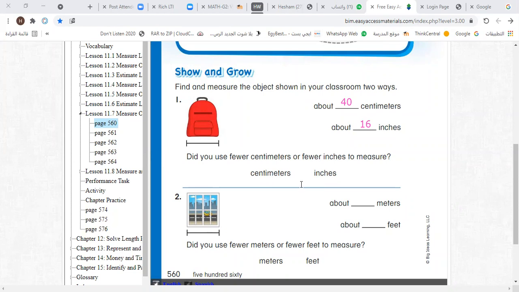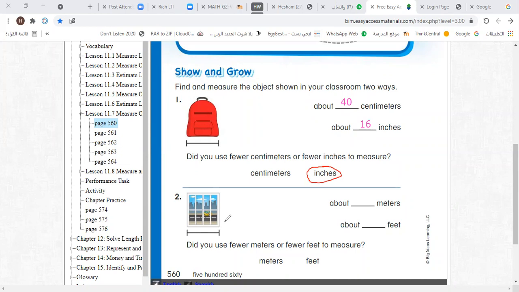Fewer inches, because inches are 16. So here, fewer inches. That's right. You are an excellent boy. Thank you. Now, my dear students, let's circle inches because the number of inches is less than the number of centimeters. Inches are fewer than centimeters. Okay, now let's answer the next question.